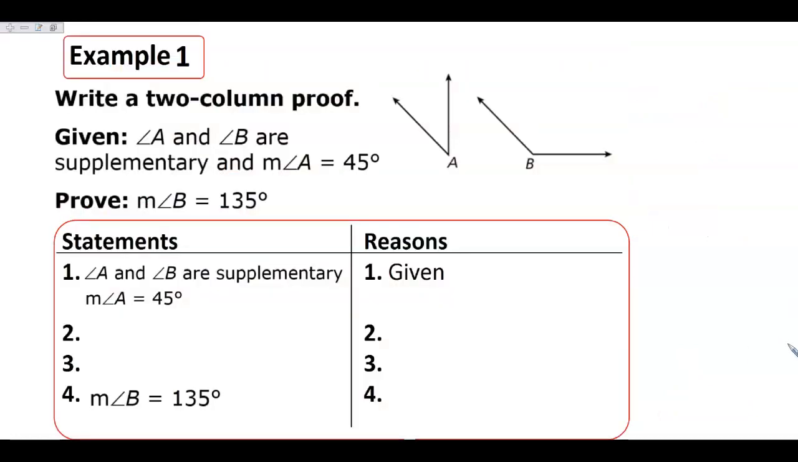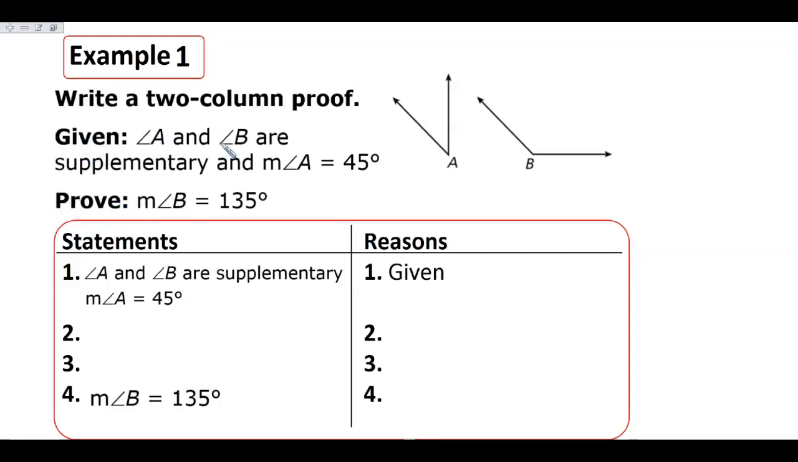So we're going to start with a basic two-column proof. All right? What I want you to notice in the structure is we have a given statement and a statement of what we're trying to prove.